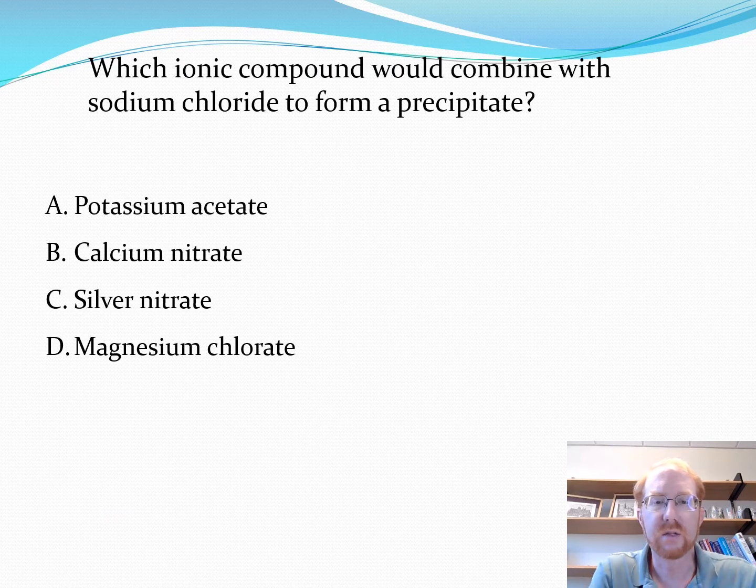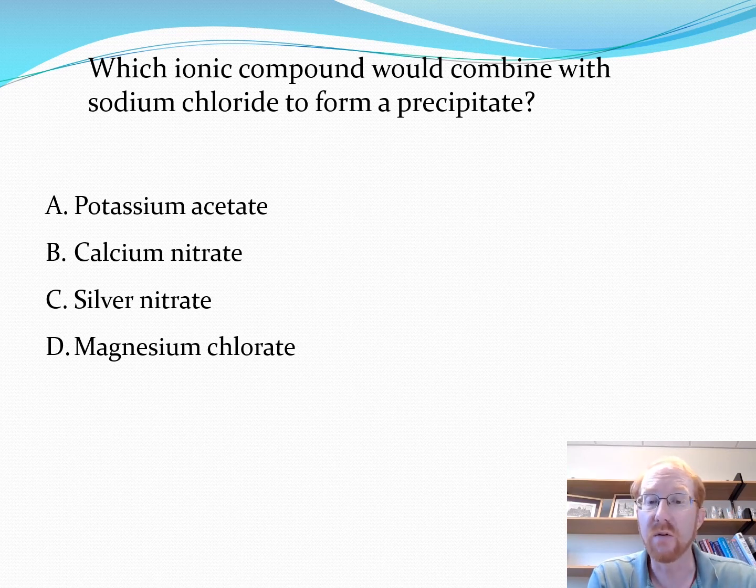Let's look at this one. So which ionic compound would combine with sodium chloride to form a precipitate? So hit pause and work your way through this. Okay, so before we get into this, we want to try to limit what we're looking at. So we know sodium salts are always soluble. That's from our solubility rules. If you memorize any solubility rule, that's the one to always know. Sodium salts are always soluble.